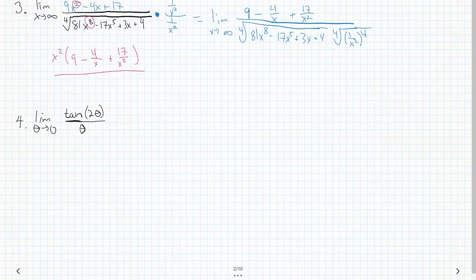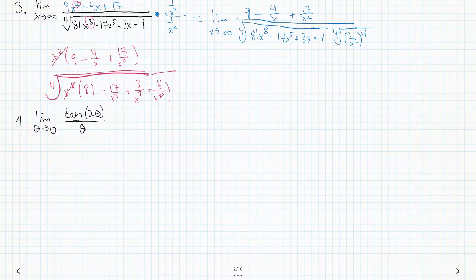Same song and dance. In the bottom, if I factor out an x to the 8th, I can take a fourth root of x to the 8th, which is what we're about to see. We'll be left with 81 minus 17 over x cubed plus 3 over x to the 7th, and then plus 4 over x to the 8th. Essentially this fourth root of x to the 8th becomes x squared, and your x squareds will cancel. So this cancels off with that, and then you're left with what's remaining right here.